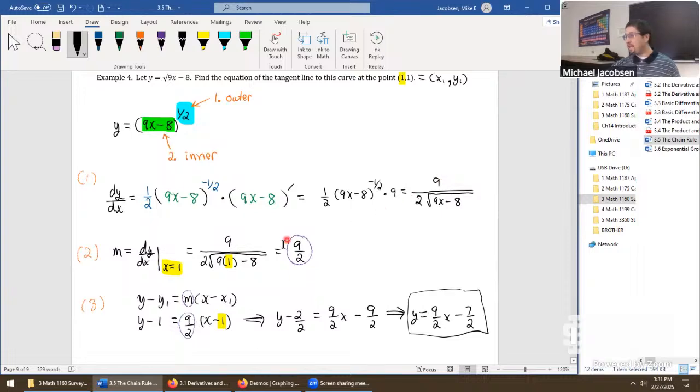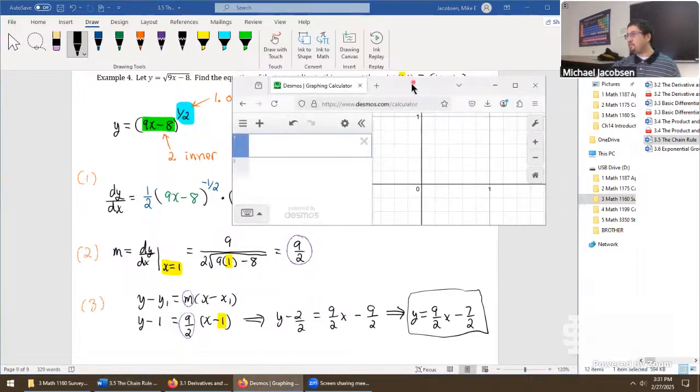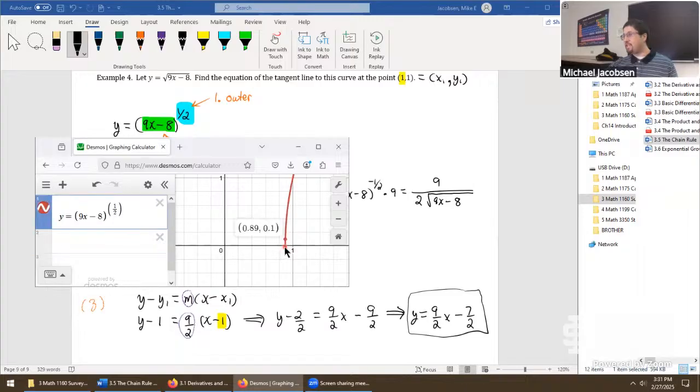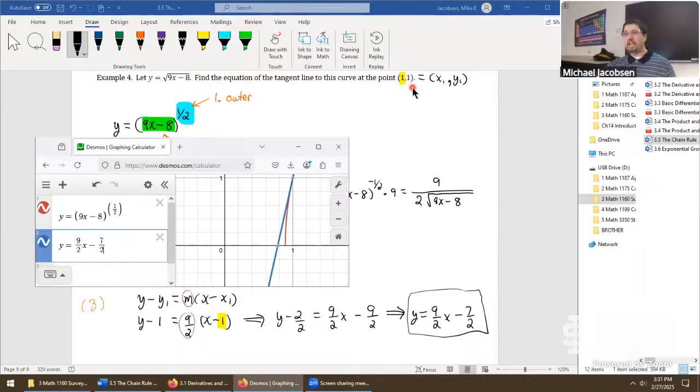Next thing we should do, imagine maybe it's a quiz problem. Just plot this and see if it's accurate. y is (9x minus 8) to the power 1/2. Definitely has a domain issue, right? So it starts right here at roughly 0.888. Next thing we throw in is y equals 9/2 x minus 7/2. And the coordinate we're checking for tangency is at (1, 1).